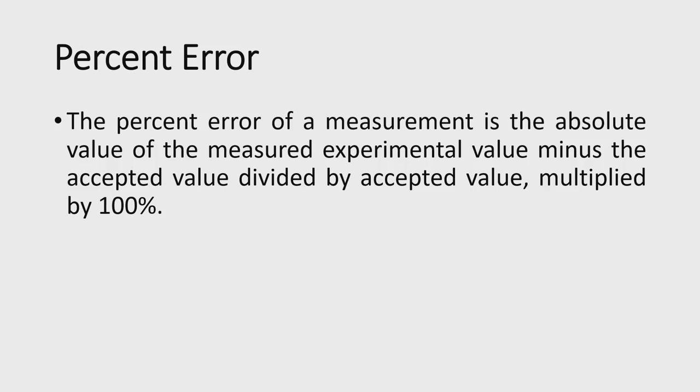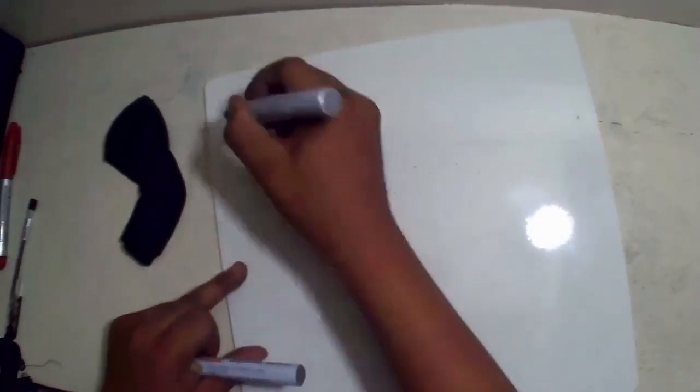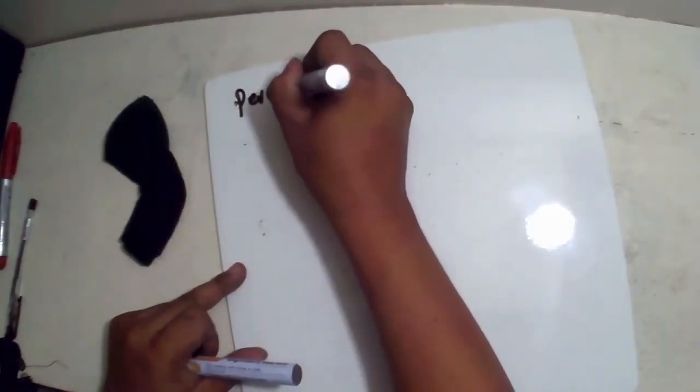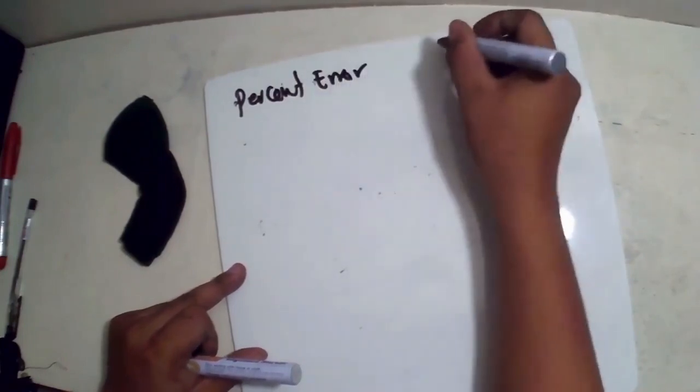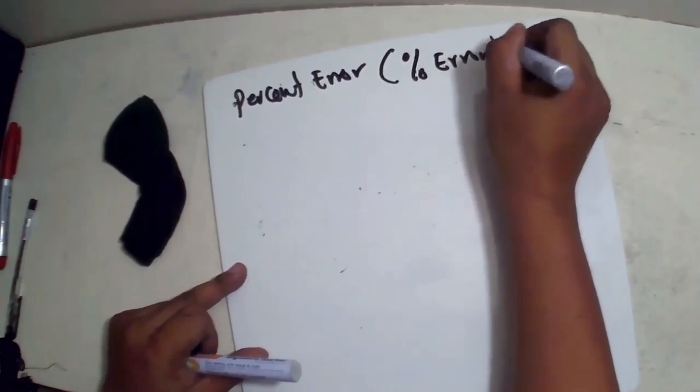So we can express that mathematically. According to the definition of percent error, the percent error of a measurement is the absolute value of the measured experimental value minus the accepted value, divided by the accepted value, multiplied by 100%. So this is expressed by this one.